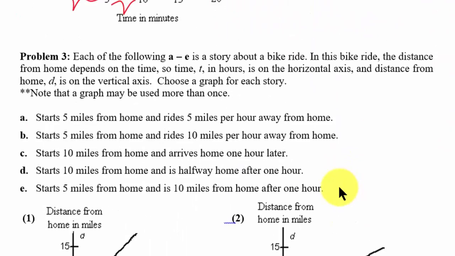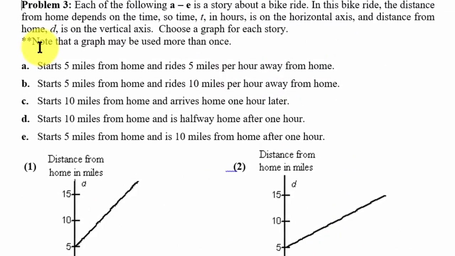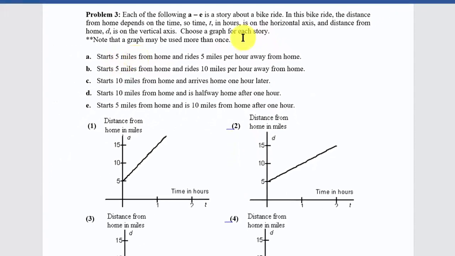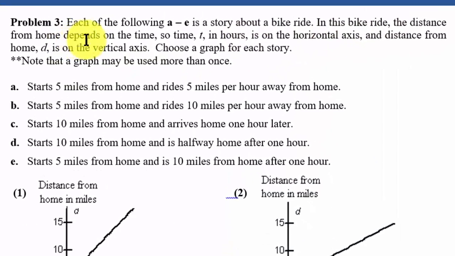Problem 3. So in problem 3, we're asked to, I guess, match the story to the graph, right? So if you think about it, we're taking a bike ride, and the distance from home depends on the time. So time is t, it's on the horizontal axis, and the distance from home, d, is on the vertical axis. So let's start with letter A.